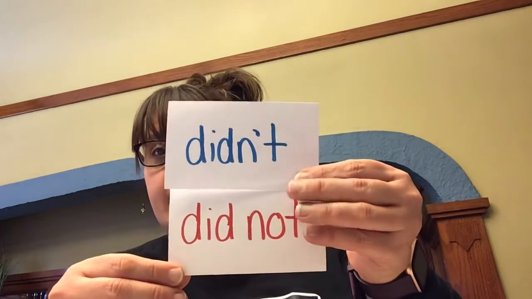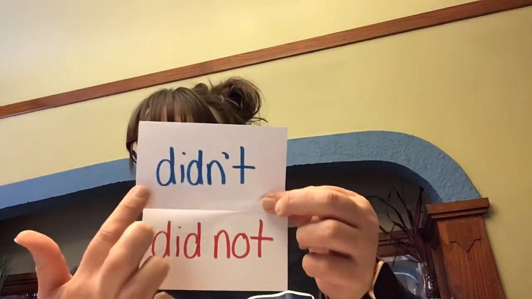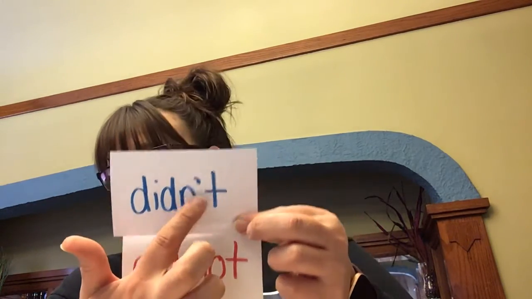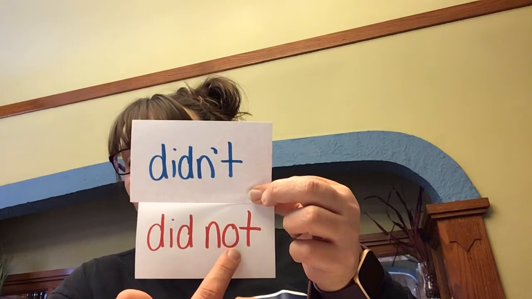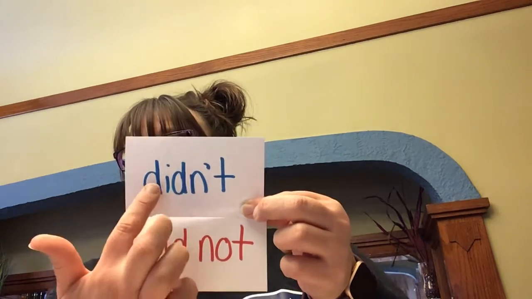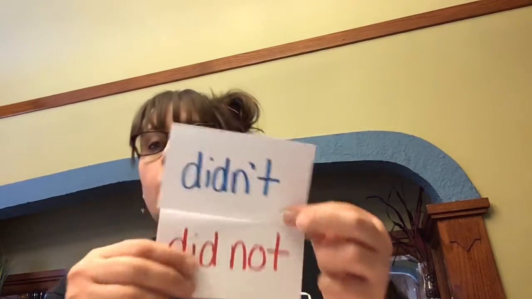I just want to show you another example of a contraction, didn't. So here's the contraction didn't for the words did not. Again, notice that that apostrophe takes the place of that O. So we can shorten up did not to didn't.